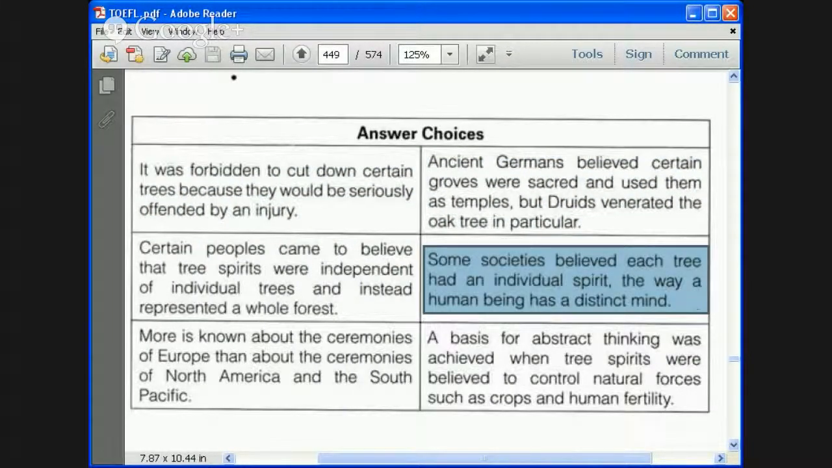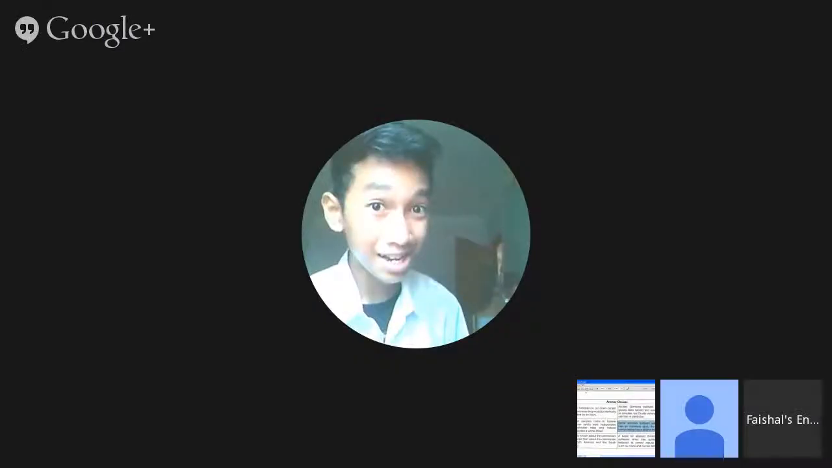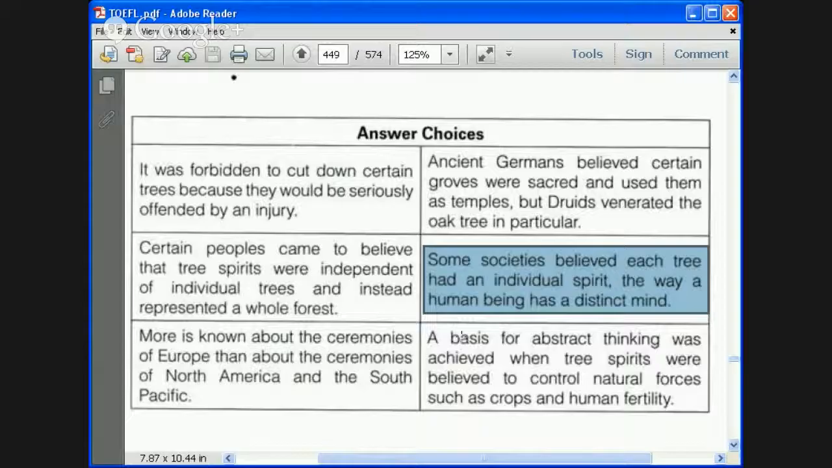All right, Faisal. Some societies believe each tree has an individual spirit, the way a human being has a distinct mind. Well, if I see the next one, the next one is explaining this one, some societies, so it's more general. So I say yes to this one.